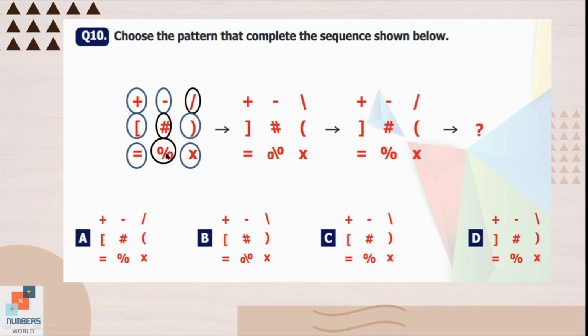Now let's verify it by looking at the face of the percentage as well. Its face is toward the right side, then left, right, and at the end it should be towards the left side again. So yes, only in option B is the face of the percentage towards the left side. So it's our fourth pattern which will complete the sequence. So option B is the correct option.